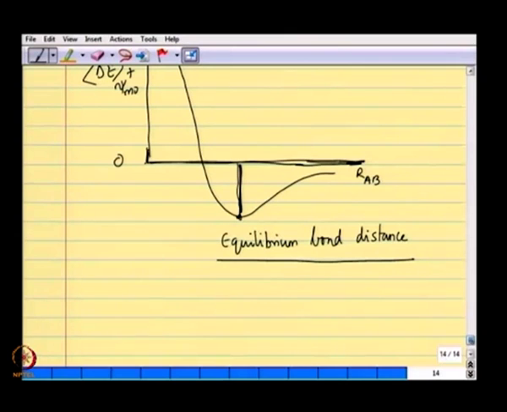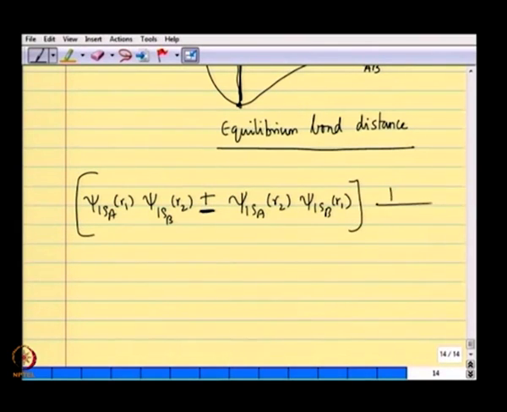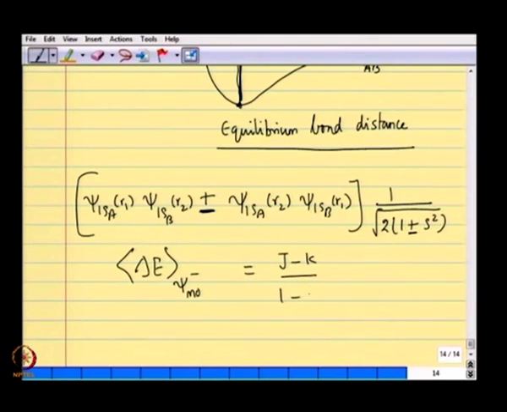We use the valence bond orbital with the plus between the two wave functions, namely r1 and r2, psi 1s A(r2), psi 1s B(r1). Now, if we use a minus combination, the normalization constant can be shown without much algebra to be 1 over the square root of 2(1 plus or minus S squared). That would be the wave function, and if you calculate the energies, delta E for the minus combination psi MO minus will be (J minus K) divided by (1 minus S squared).